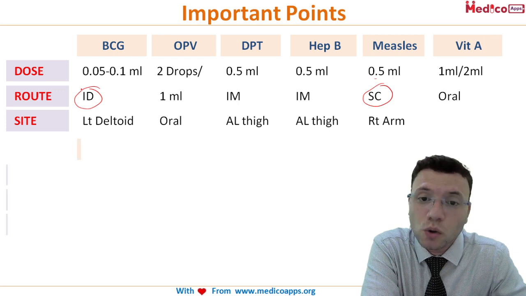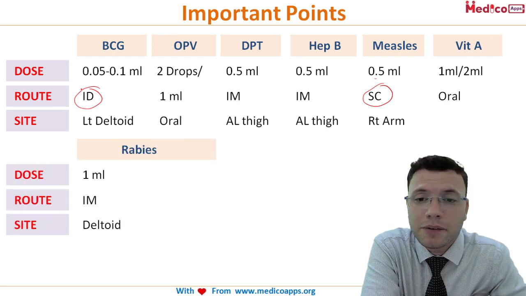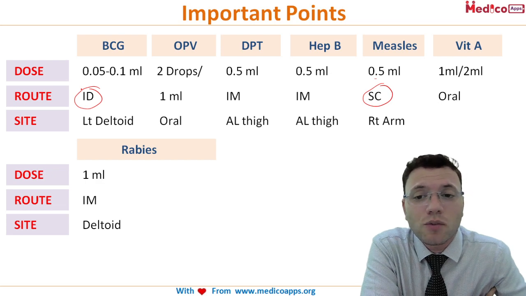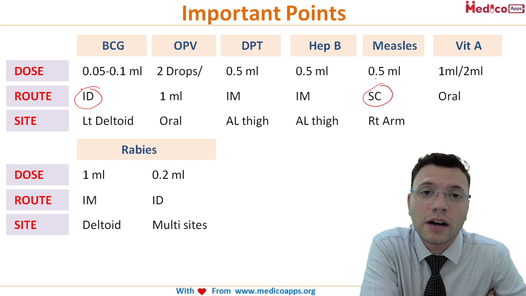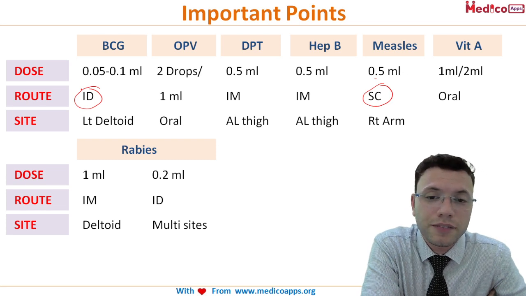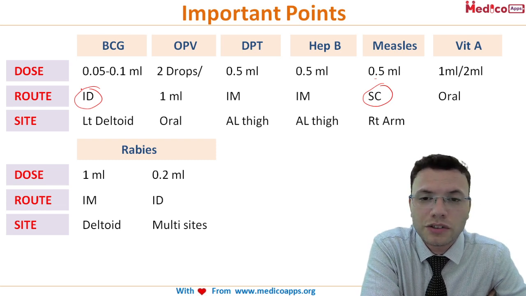Vitamin A is oral, 1 ml to 2 ml, remember. The rabies is given 1 ml intramuscular in the deltoid. There's also an intradermal option available. That's given 0.2 ml, a smaller dose.